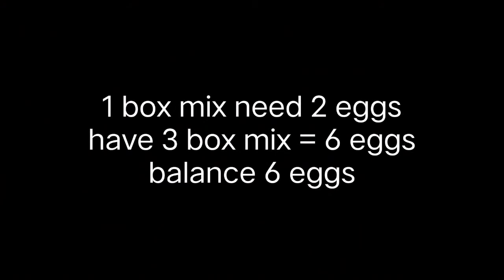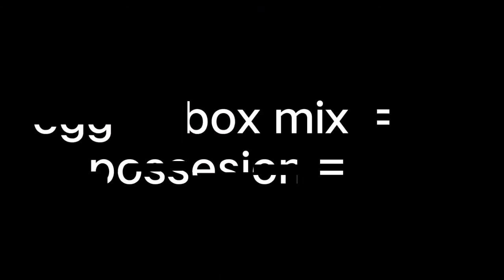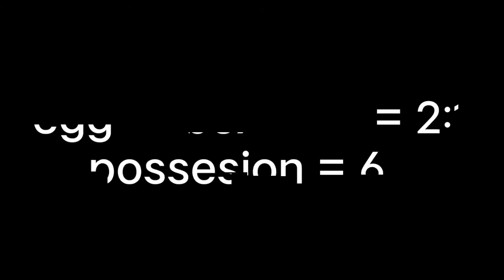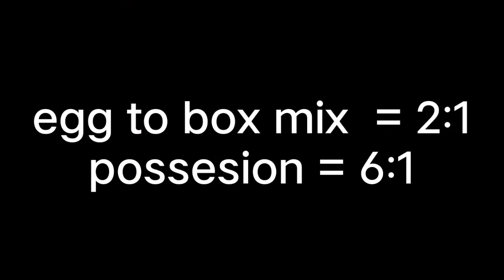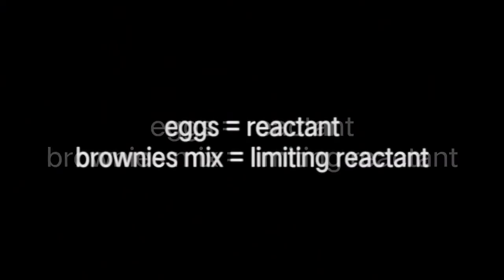If we have 12 eggs, how many brownies can we prepare? Each box needs 2 eggs and we have 3 boxes of mix, so we need 6 eggs. Then we have 6 eggs left. The ratio of eggs to box mix is 2:1, and the ratio we possess is 6:1. So we conclude that eggs are the excess reactant while the brownie mix is the limiting reactant.